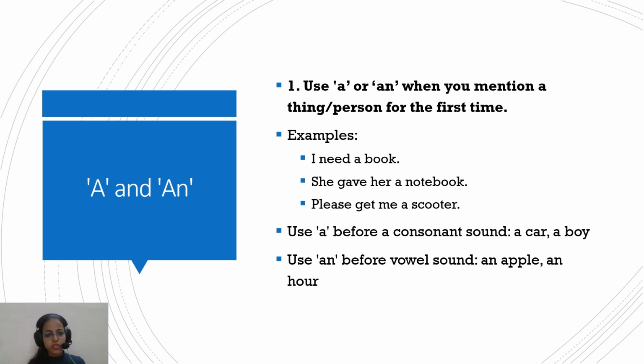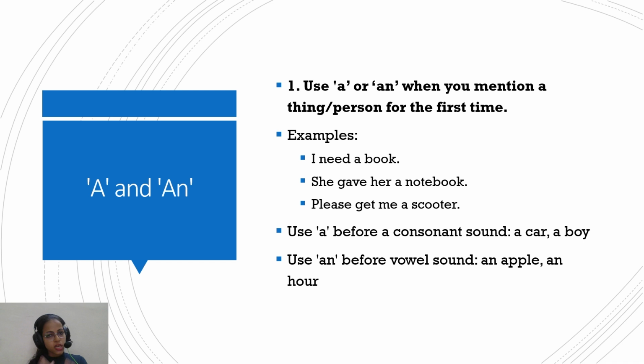Suppose I go to a library and I ask the librarian, "Ma'am, I need a book." Here I'm mentioning it for the first time. If the librarian were to ask, "Ma'am, which kind of book?" I would respond, "I need the book Professor Sharma referred to." Now it becomes a specific book, so I'll use "the". But the moment I mention it for the first time, the article "a" will be used.